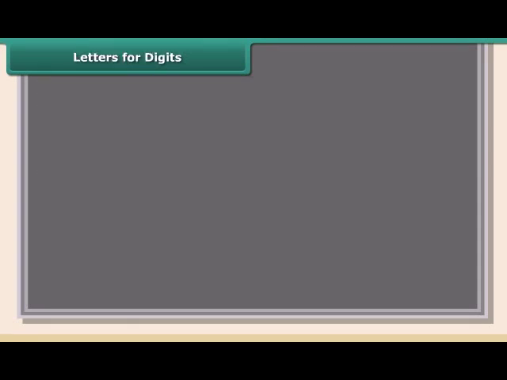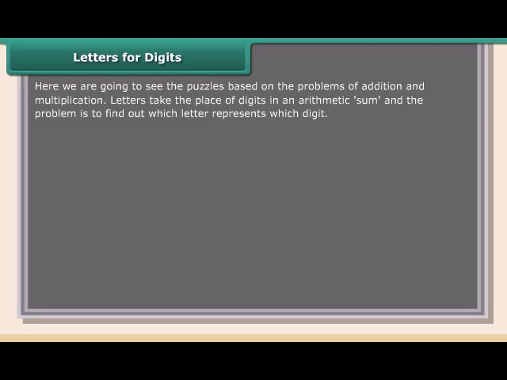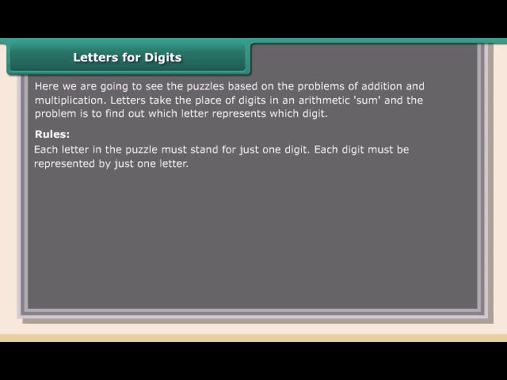Letters for digits. Here we are going to use puzzles based on the problems of addition and multiplication. Letters take the place of digits in an arithmetic sum, and the problem is to find out which letter represents which digit. Rules. Each letter in the puzzle must stand for just one digit. Each digit must be represented by just one letter. The first digit of a number cannot be 0. We write 65 as 65 and not as 065 or 0065.